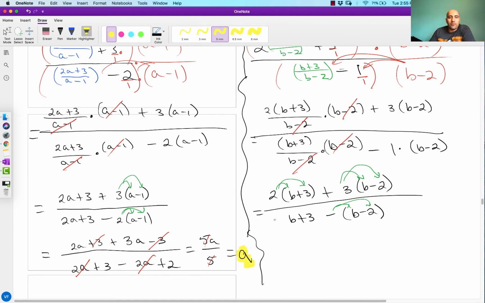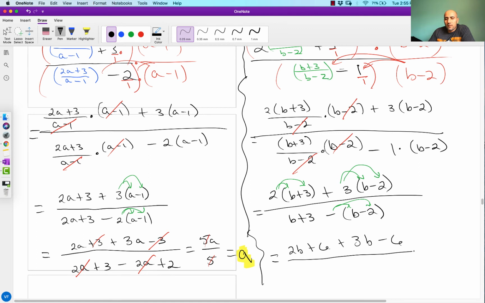Started out with a, ended up with a. On the other side, I'm hoping to end up with b. So this ends up being 2b plus 6 plus 3b minus 6, all over b plus 3 minus b plus 2. And now the b's cancel here, plus b minus b. And 2b plus 3b is going to be 5b. The 6's cancel. And in the denominator, we end up with another 5. So we end up with, again, 5b over 5. And then the 5's cancel. And I end up with b equals b.